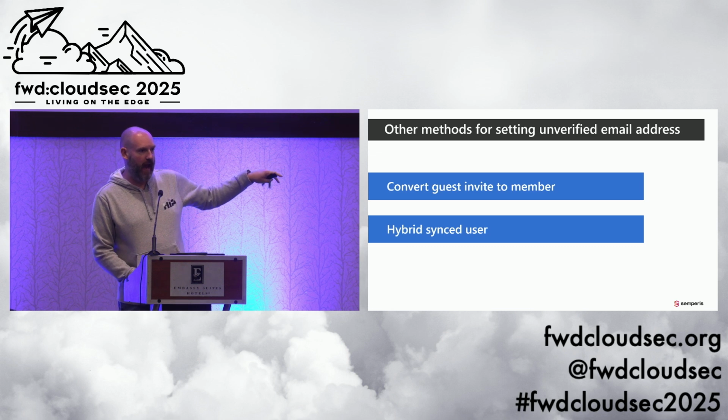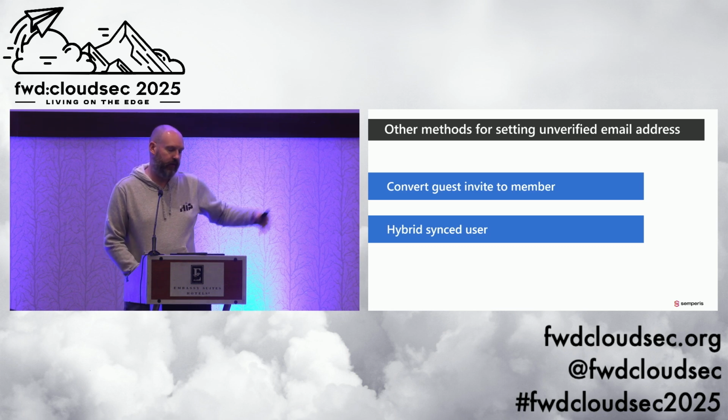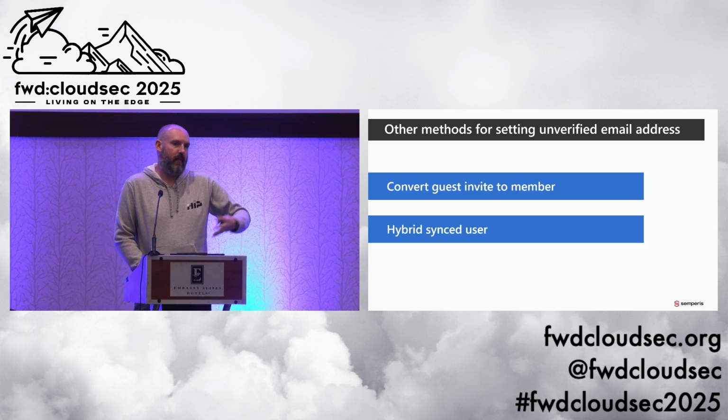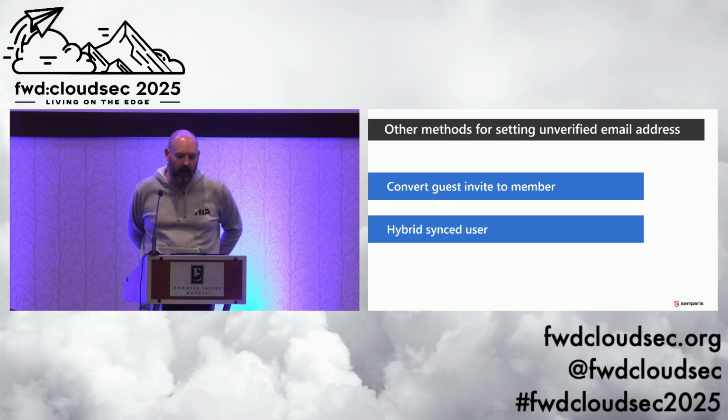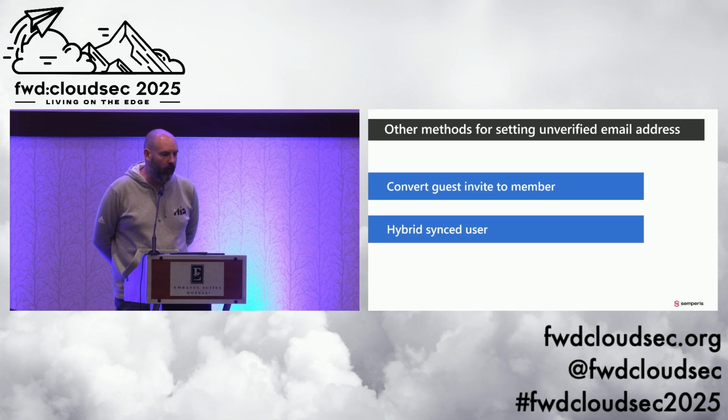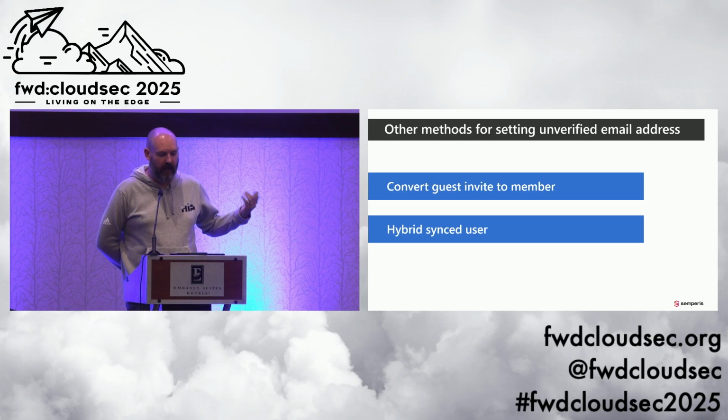In reality, most attackers would probably go through that first path, because it wouldn't make sense to compromise someone's Active Directory to then use that tenant to pivot into some other tenant. But just pointing out that there are other ways to set this unverified email address.